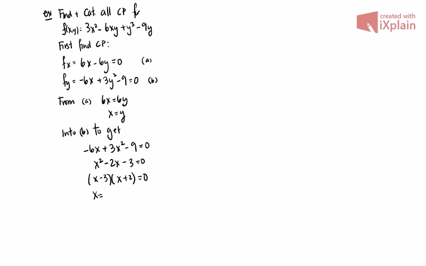So we get x equals 3 or x equals 2. Now, to go with this, we know that x is equal to y from up here. So if x equals 3, we get (3, 3), and if x equals 2, we get (2, 2). So, easy, two points. Then we do the discriminant.